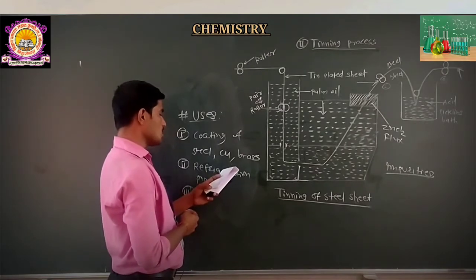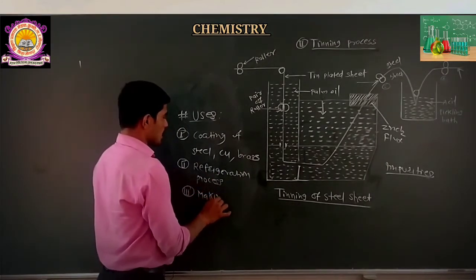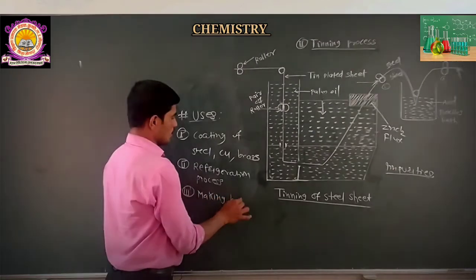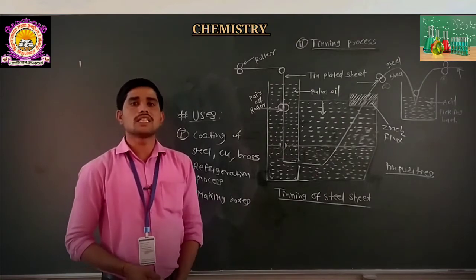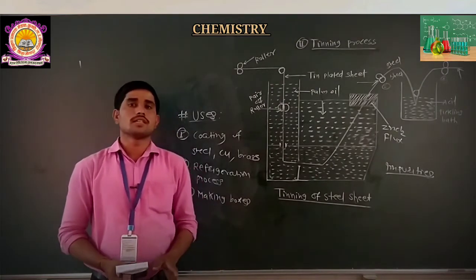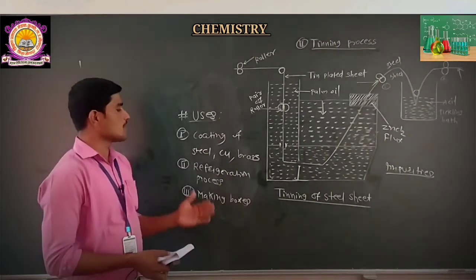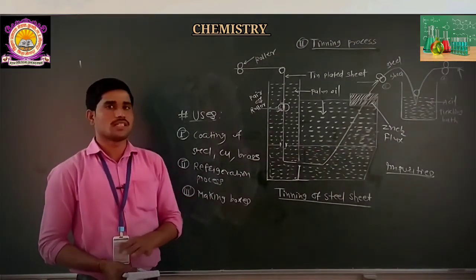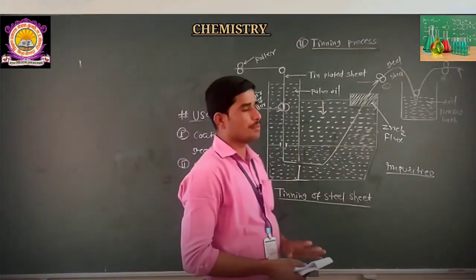The coated steel is used for making boxes. Means that whatever copper sheet we are going to tin, such a type of copper sheet will be used in making boxes, trunks and roofing. This is all about the applications of the tinning process.